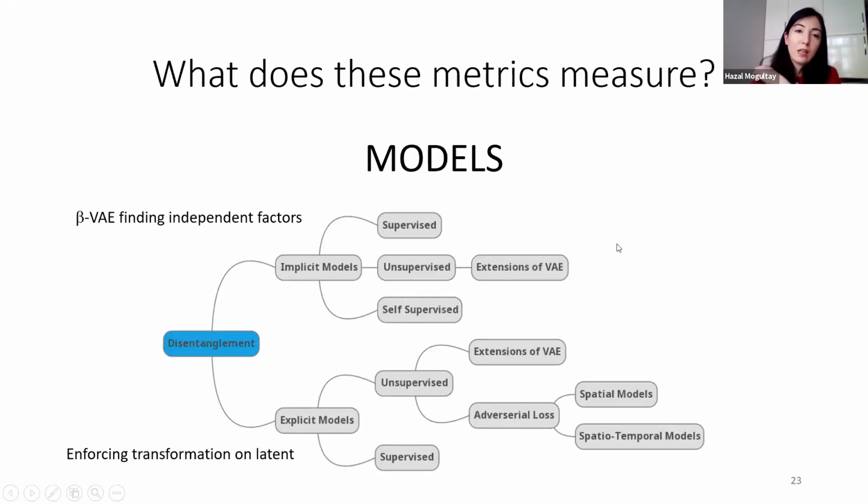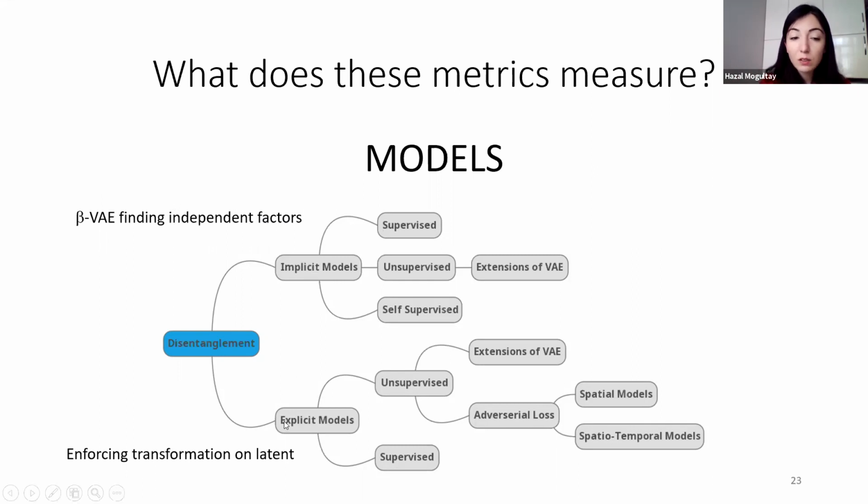So that's all I want to say about these metrics. They define many other metrics by the combination of these three definitions. But what these metrics measure brings us to the topic of models. Actually, I've been reading a lot on disentanglement and I'm trying to make a taxonomy of the models. So basically, we are separating implicit models and explicit models. For implicit models, you can consider the beta variational autoencoders. It finds independent factors. We cannot say what factors will be learned within those subspaces.